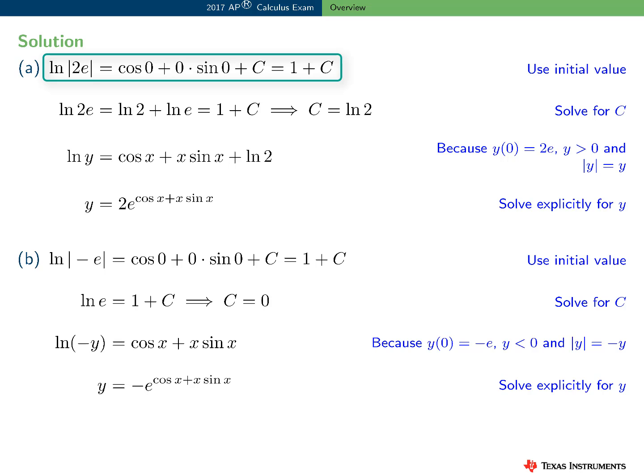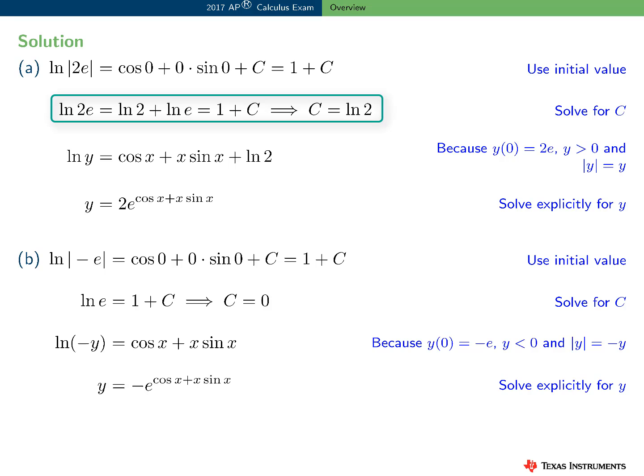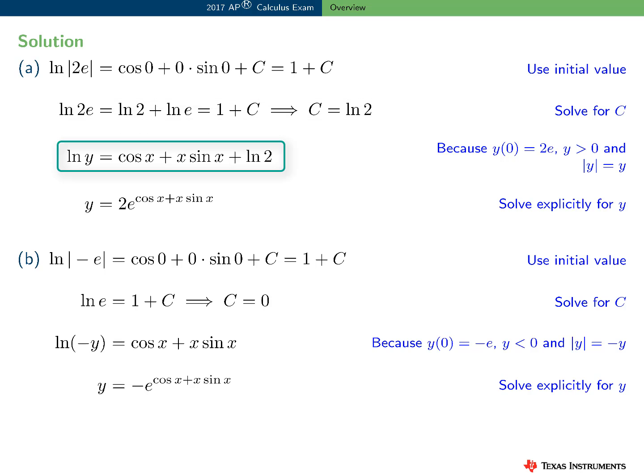So use y of 0 equals 2e and solve for c. Now I can resolve this absolute value symbol. Since y of 0 is equal to 2e, the value of y is greater than 0, and the absolute value of y is therefore just y. Therefore, in this case, I can just drop the absolute value symbol. This particular solution is a branch in which y is greater than 0.